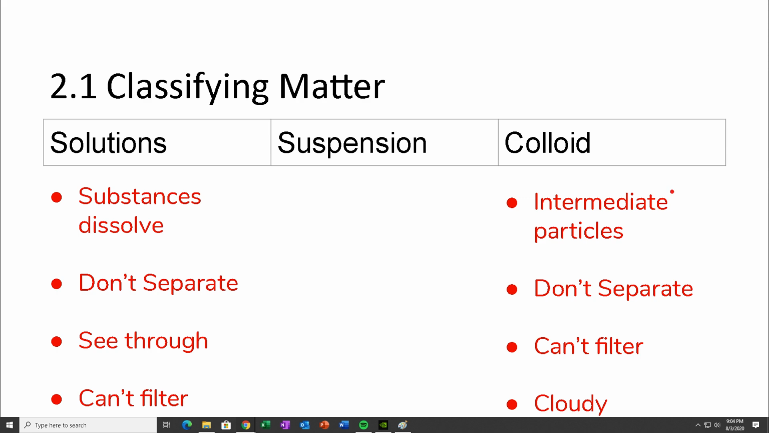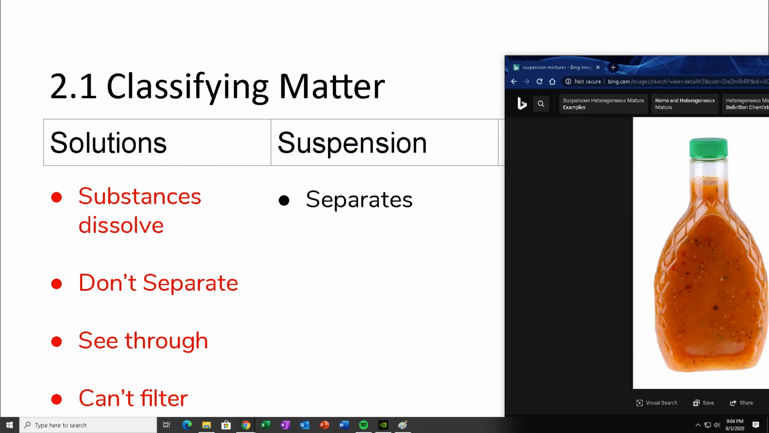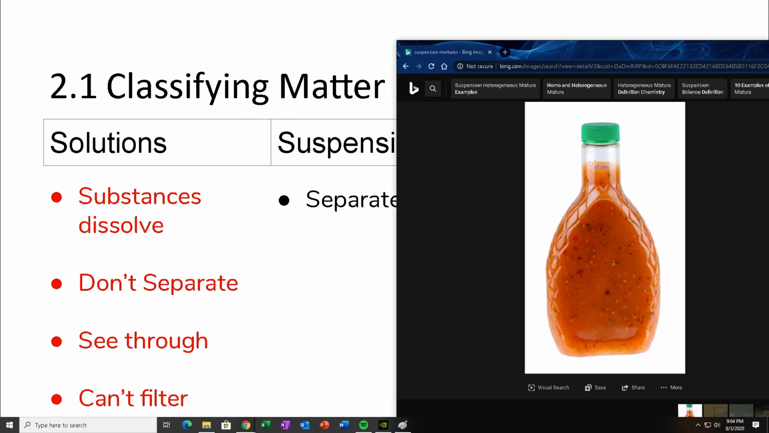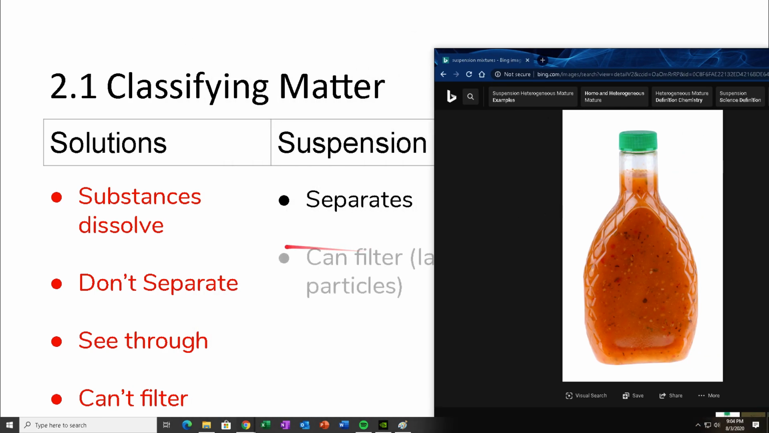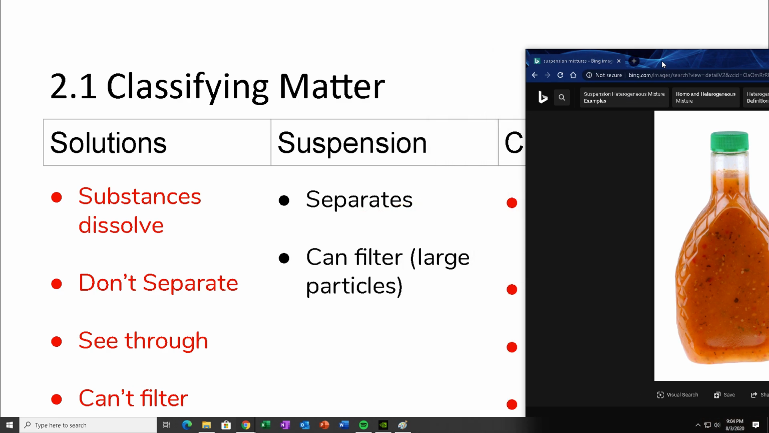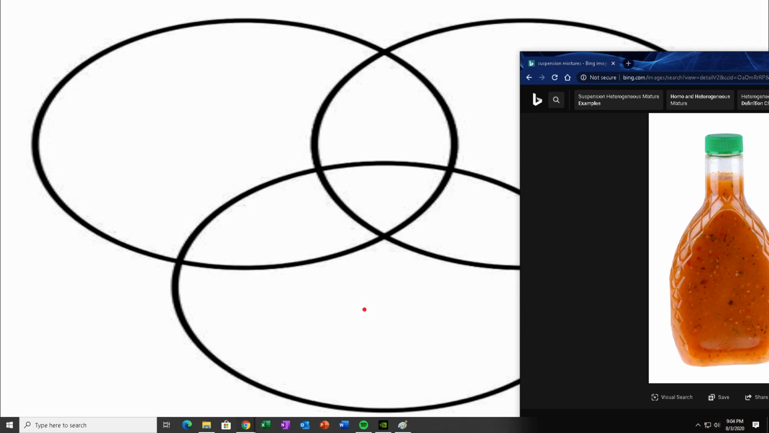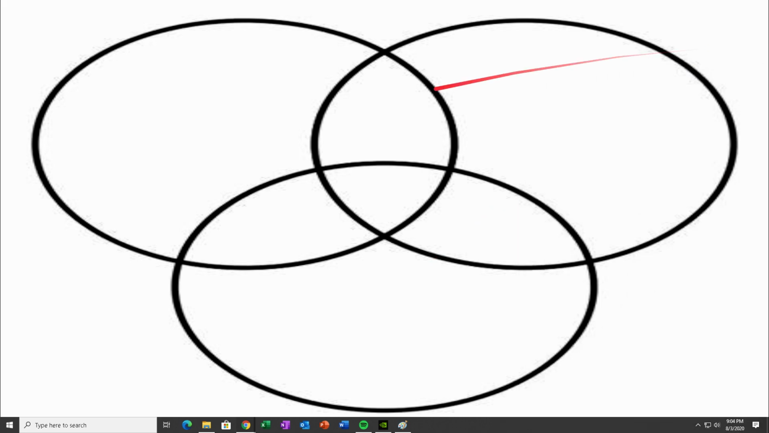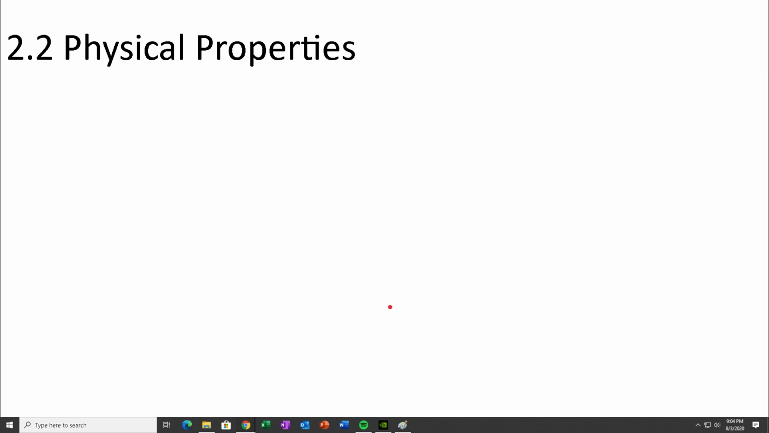And finally, we're going to get to suspensions. Suspensions separate over time. A really good example of that would be salad dressings. You can filter them. They have large particles, and they're cloudy. So here we have a chart where we could go through each thing and see how they're similar and different. We're not going to be doing that today.